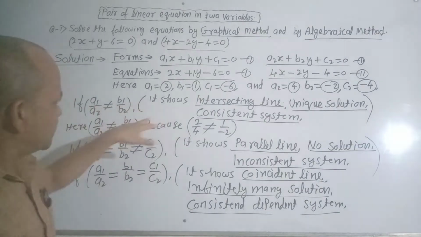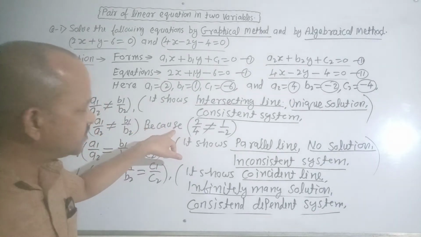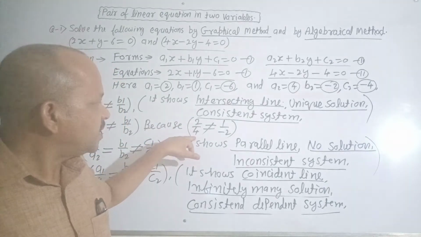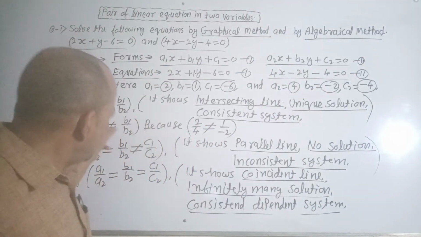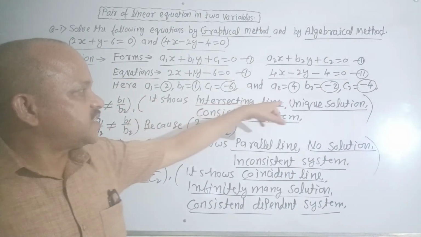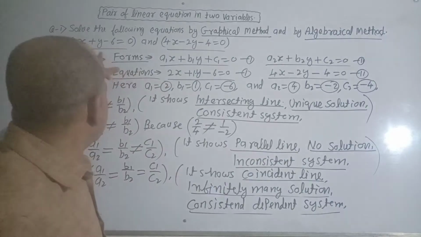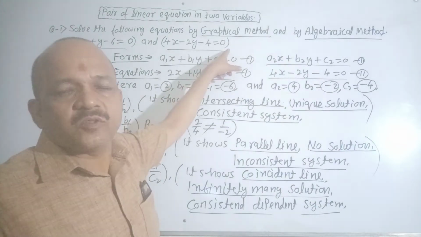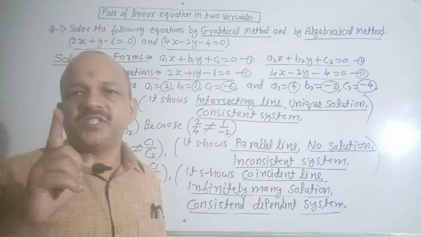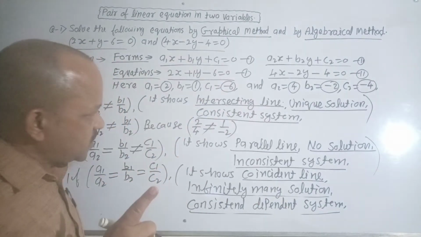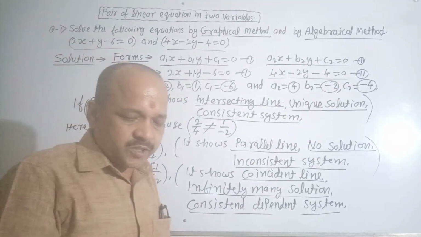Here a1 by a2 not equal b1 by b2 because 2 by 4 not equal 1 by minus 2. Hence it shows intersecting lines, unique solution, consistent system. It means the first equation and second equation show intersecting lines, unique solution and consistent system. Is it clear? No confusion about it? Very good. Next step.